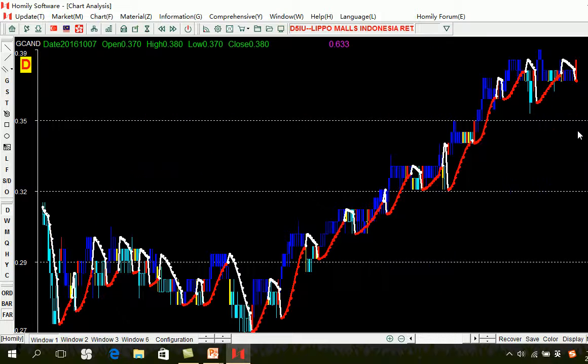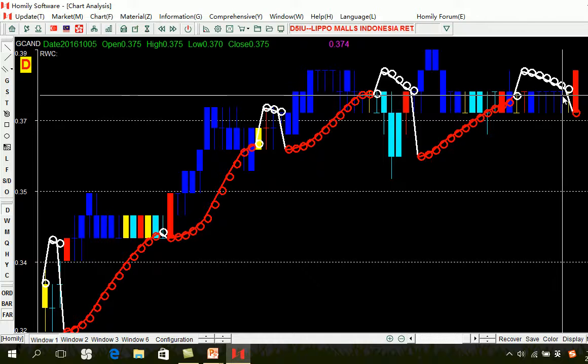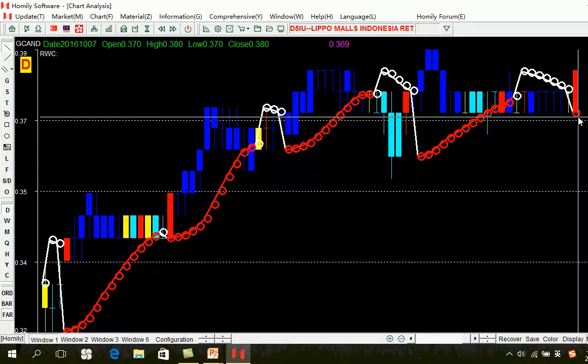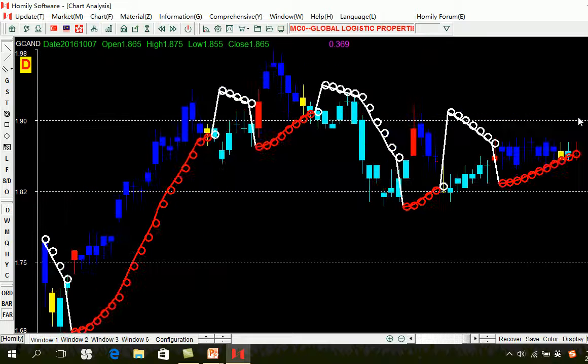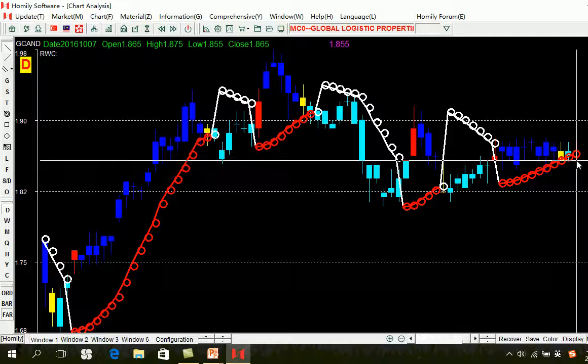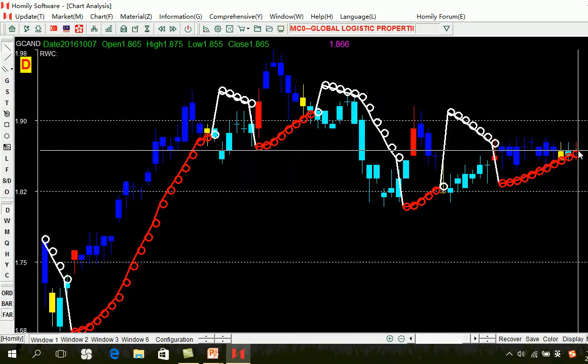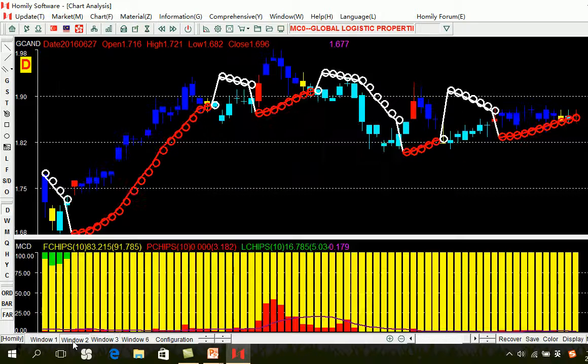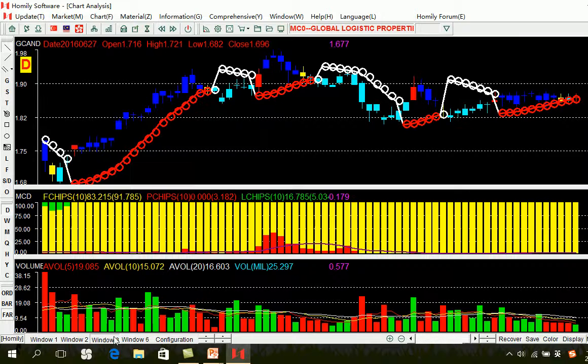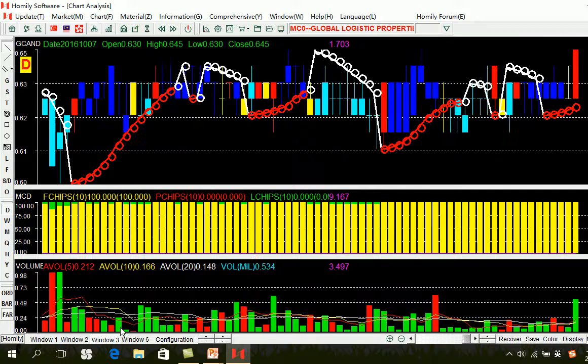This share is in the uptrend. So here, red and red circle, good or not? Still good, right? Okay, then we can see this one. Red circle and red candlestick. So if you want to confirm, you can use multicolor dragon plus volume. Okay, so let's see this stock.